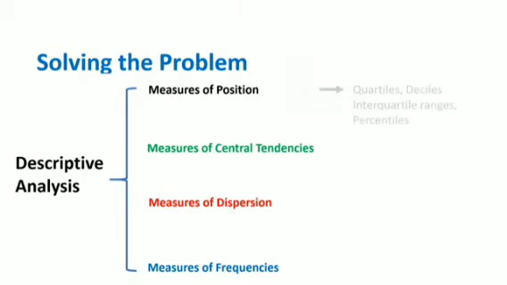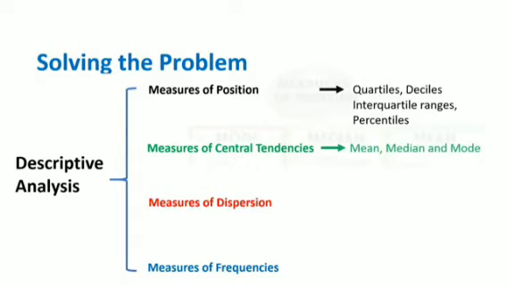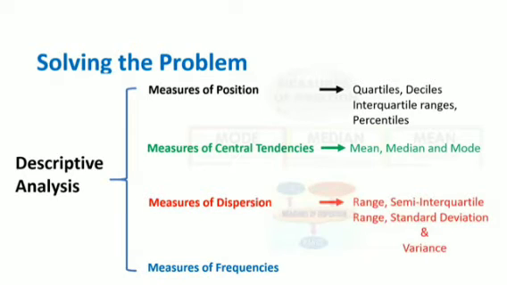Measures of position include quartiles, deciles, interquartile ranges, and percentiles. Measures of central tendency include the mean, median, and mode. Measures of dispersion include the range, semi-interquartile range, standard deviation, and variance. Finally, measures of frequency involve count, percent, and frequency. We will discuss non-statistical problems a little later.